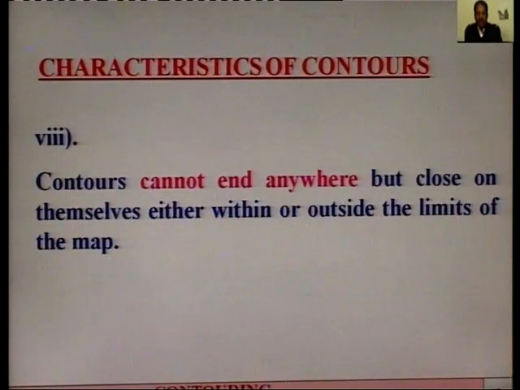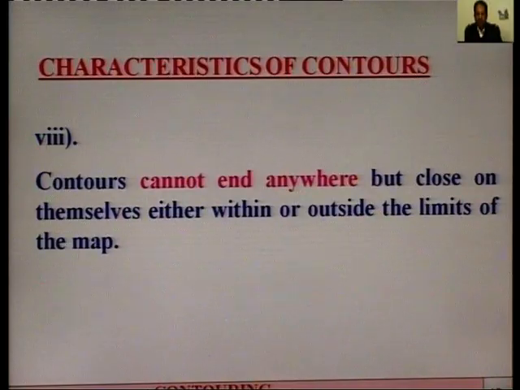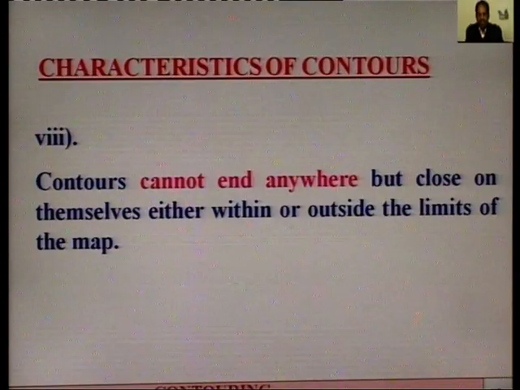Once again I repeat, contours cannot end anywhere but close on themselves either within or outside the limits of the map, which means outside the boundary of the map or plan which we are drawing. So a contour will either close itself within the boundary of the drawing sheet or it will come out. This is a very important characteristic of the contour.